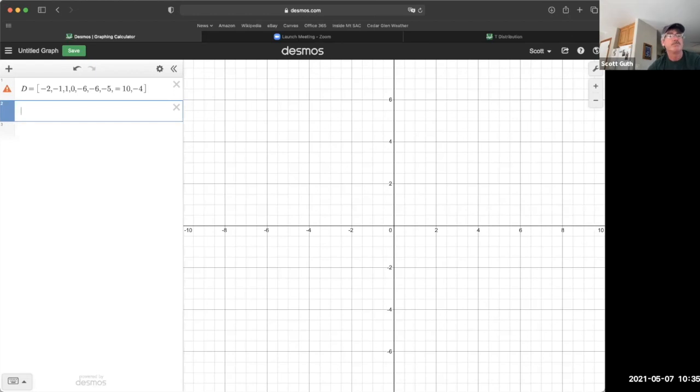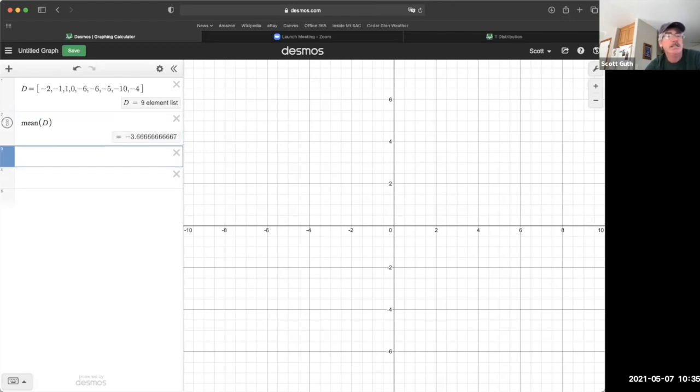Okay, so I made a mistake somewhere. Let's see if I can find it. Okay, so it's a 9-element list, and I'll just double check my numbers here. It's good. So we need the mean of the D. So you just say mean of D and standard deviation STDEV of D, just like that. So we have a mean and a standard deviation.